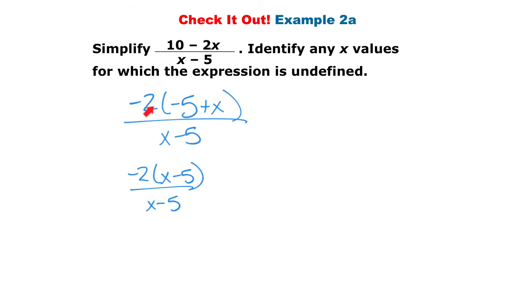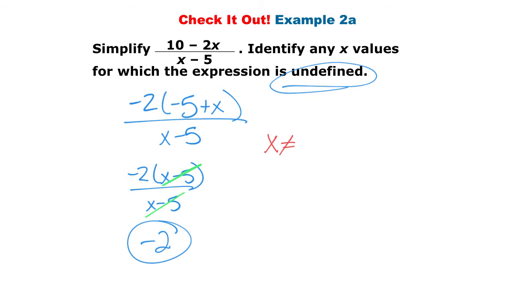When I factor this one, I factored out a -2, and I was left with -5 plus x, which is the same thing as x minus 5. So I rewrote it. I can simplify right there, and so I'm just left with -2. That's it. But when is the expression undefined? Well, looking back up at the first part, x cannot equal 5.